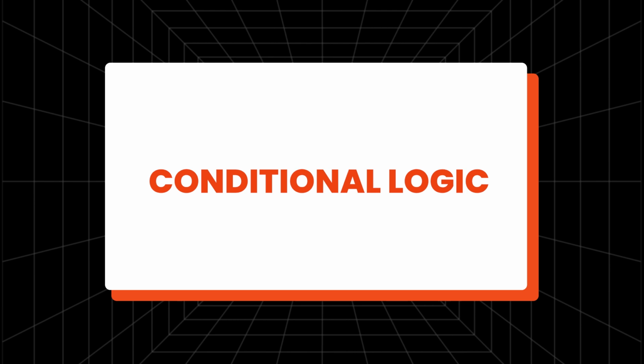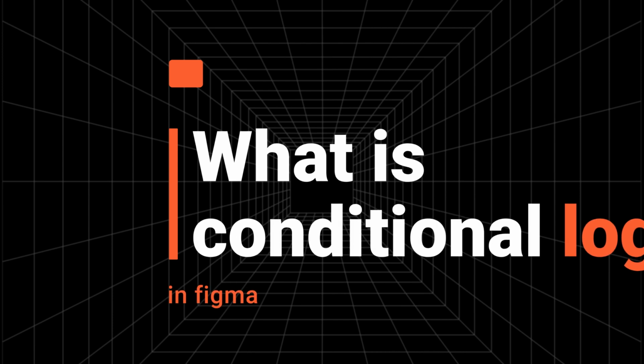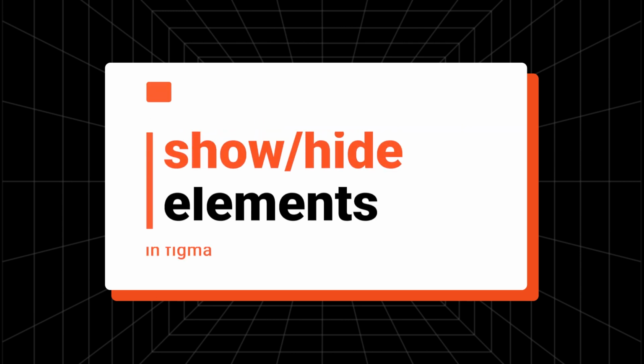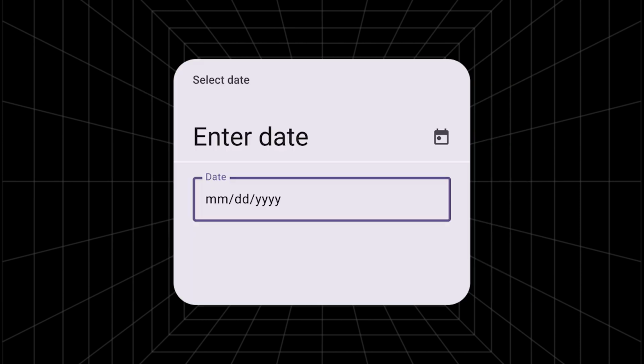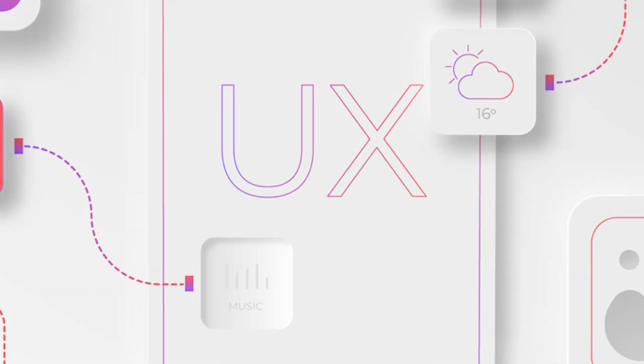Before we wrap up, let me give you a sneak peek at what's coming next. In the next video on advanced prototyping in Figma, we'll explore conditional logic, a game changer for dynamic interactions. So, what is conditional logic? Conditional logic in Figma allows interactions to change based on user input or conditions. For example, show hide elements. A submit button appears only when text is entered. This feature makes your prototype feel even smarter and more interactive.